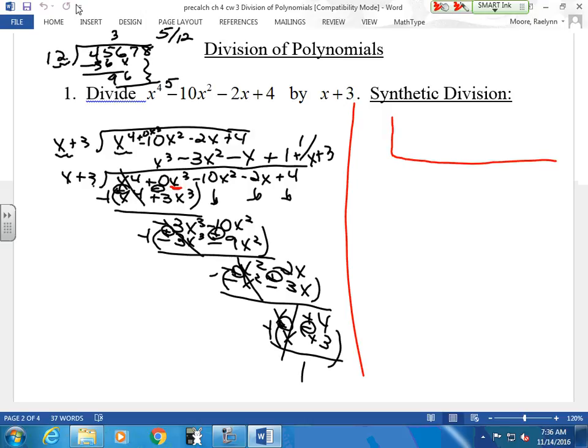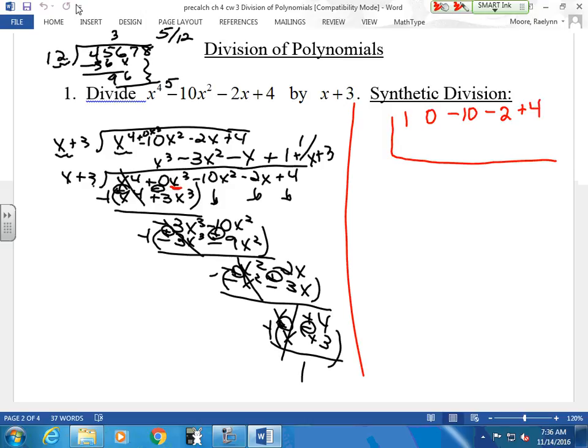So x to the 4th has a coefficient of 1. Do we have an x cubed? Nope, so we have to put a 0. We need to account for everything all the way down, and I'll show you in a second. X squared has what coefficient? Negative 10. X to the 1st has what coefficient? Negative 2. And x to the 0 has plus 4.